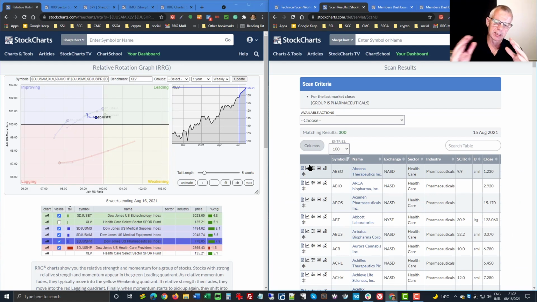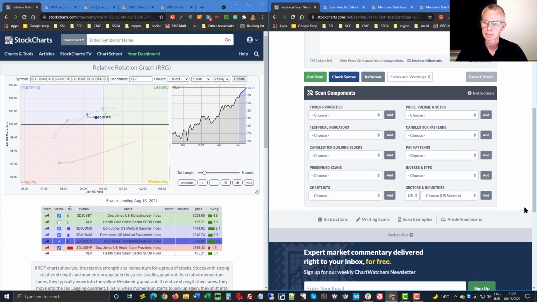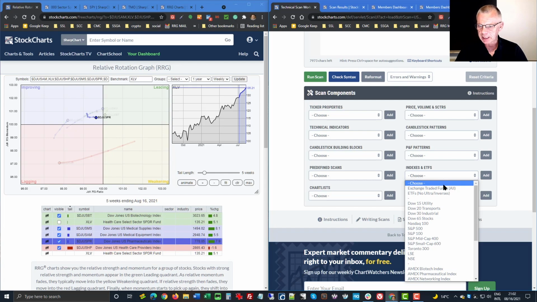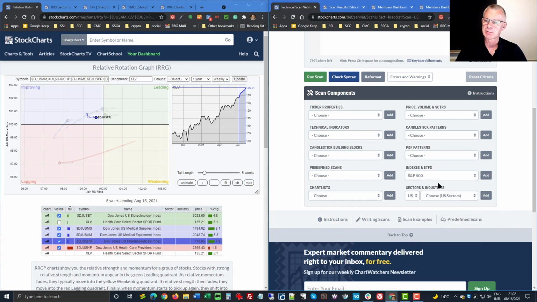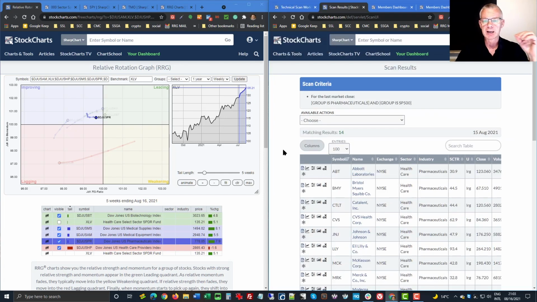These are all the stocks in the database that are classified as a pharmaceutical stock. Now this is way too long to put on an RRG. So I'm going to limit this to stocks that are also in the S&P 500. I go back to the scan engine, I go back to the components, and I choose that the stock also has to be an S&P 500 stock. I click add again. I get two lines, so it needs to be in the pharmaceutical and it needs to be inside the S&P 500. If I run the scan again, I now am left with 14 names. That's a more manageable number.